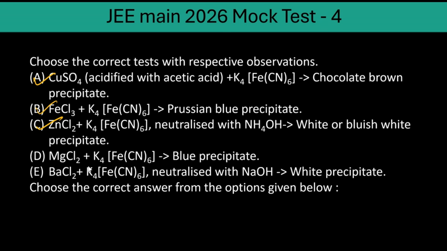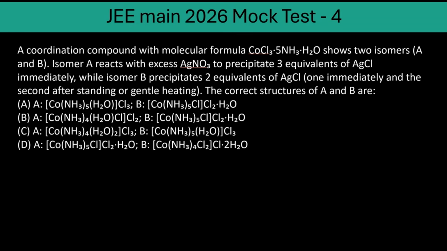That is also right. And talking about D, MgCl2 with the complex gives blue precipitate. Mg2+ does not form a colored precipitate with the ferrocyanide, which makes this wrong. And the statement E, barium chloride with the complex neutralized with NaOH gives white precipitate. So that is true. It happens in an alkaline medium to form a white precipitate of barium ferrocyanide complex. So A, B, C, E are right answers.